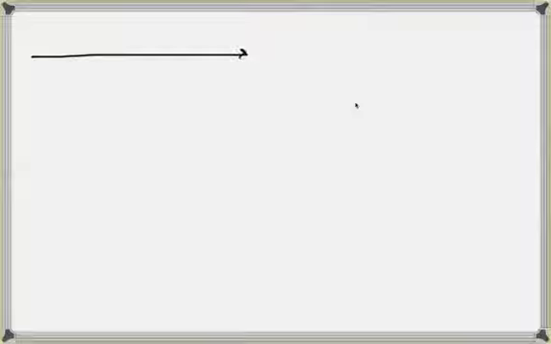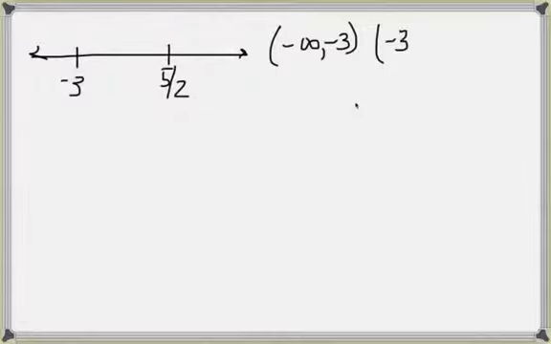So here's my number line. Let's say this is negative 3, and this is 5 halves, or 2.5, whichever you prefer. So what this does is it creates 3 intervals that I need to test. The first interval would be negative infinity to negative 3, and remember, we're not including it because it wasn't an equal to inequality sign. The second interval would be negative 3 to 5 halves. And then, of course, the third one would be from 5 halves to positive infinity.